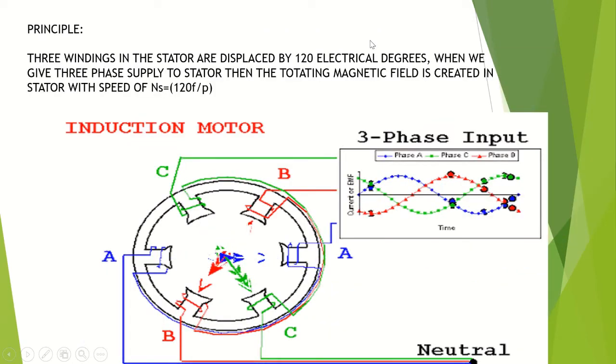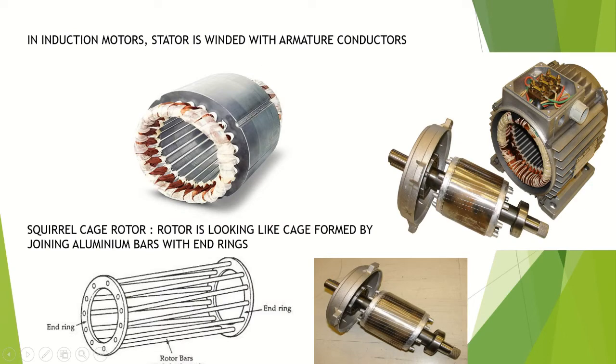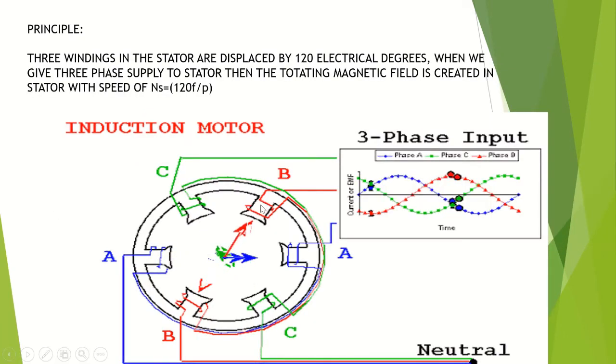And if we come to the principle, this stator has three windings: A winding, B winding, and C winding. We can say RYB, red, yellow, blue. These three windings are 120 degrees apart. From A phase to B phase, 120 degrees. From B phase to C phase, 120 degrees. From C phase to A phase, 120 degrees. So these three windings are separated by 120 degrees.